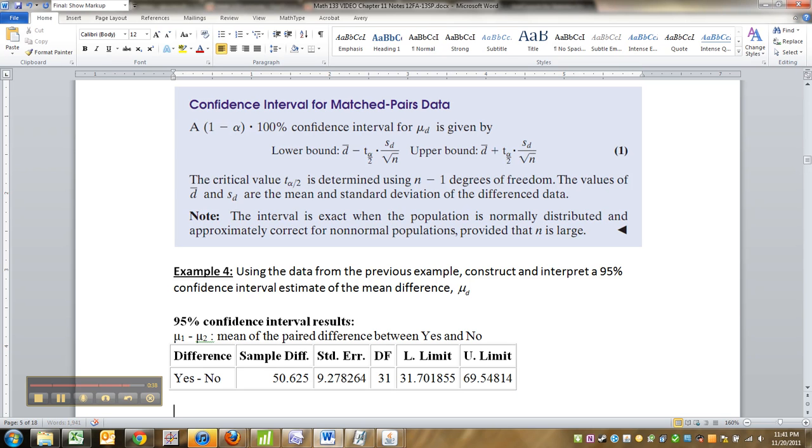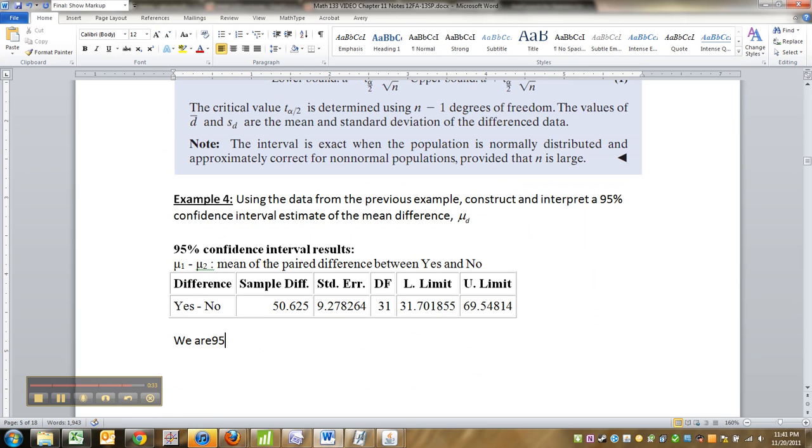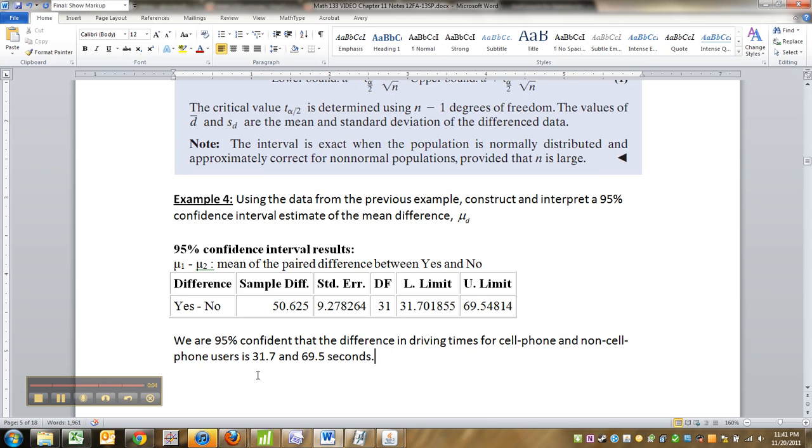And what does this mean? It means we are 95% confident that the difference in driving times for cell phone and non-cell phone users is between 31.7 and 69.5 seconds. There we go. We're done.